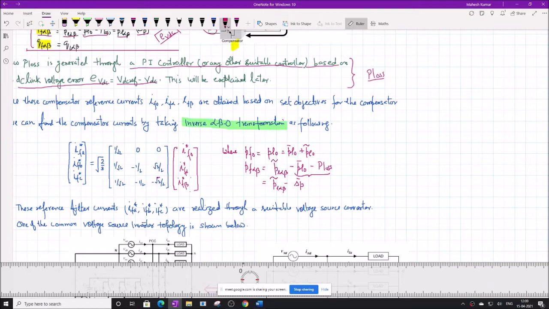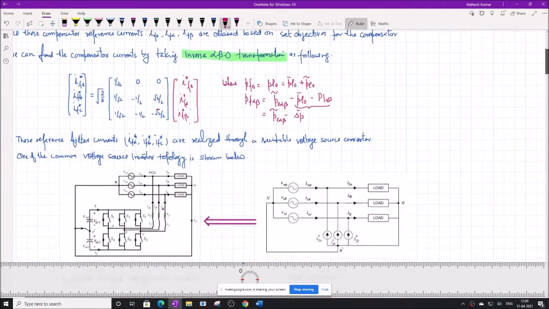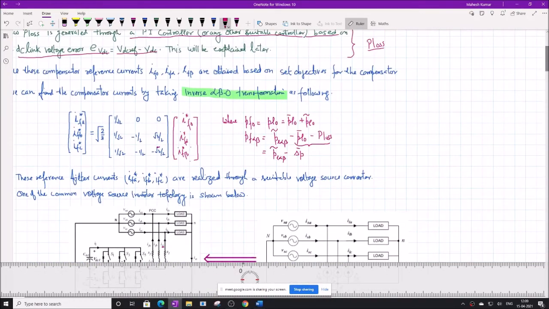How do we get IF0, IF alpha, IF beta? From the previous discussion, if you remember, for a given value of PF0, recall the previous matrix, PF alpha beta and QF alpha beta, we substitute these values in this equation, and then there is a voltage matrix here. Do you recall that voltage matrix? This is equal to IF0, IF alpha and IF beta.